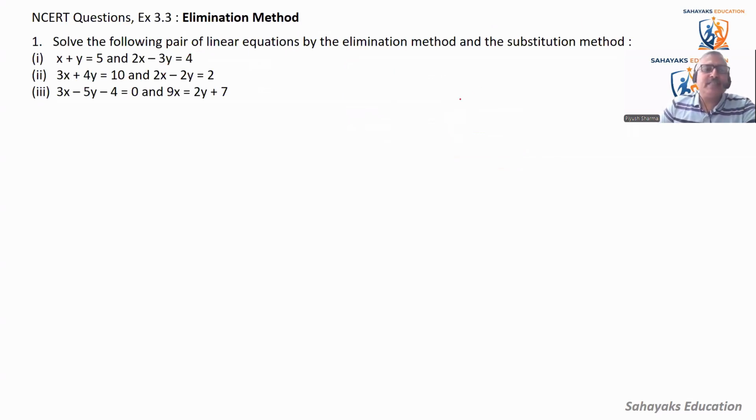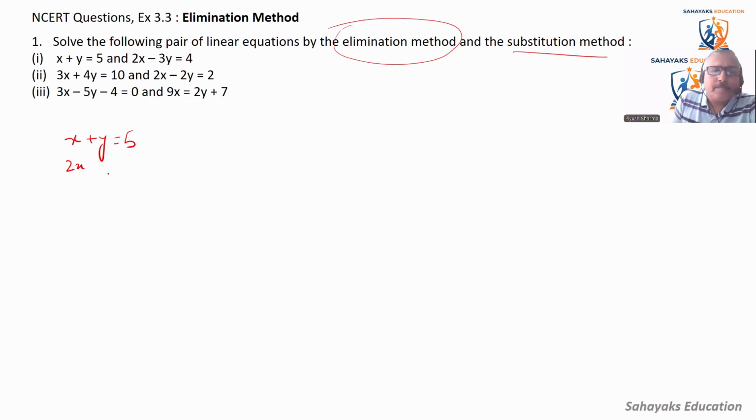Coming to the elimination method. Now, elimination method is a favorite one, which we use in future and for further classes. It's a simpler method. Solve the pair of linear equations by the elimination method and the substitution method. We'll only do it with the elimination method now, going forward. The first equation: X plus Y is equal to 5, and 2X minus 3Y is equal to 4. So these are two equations.